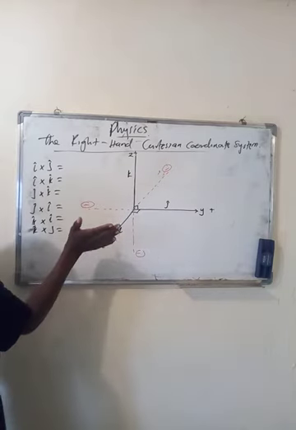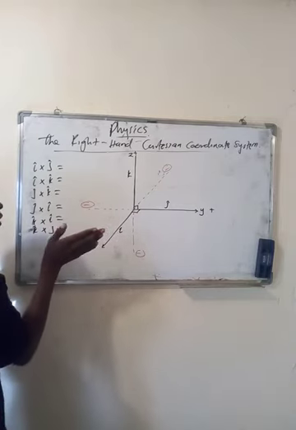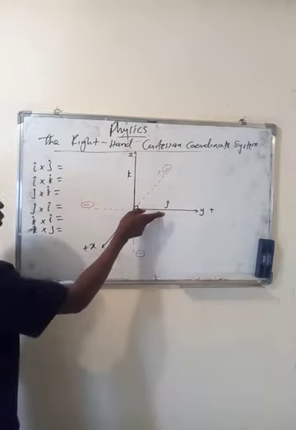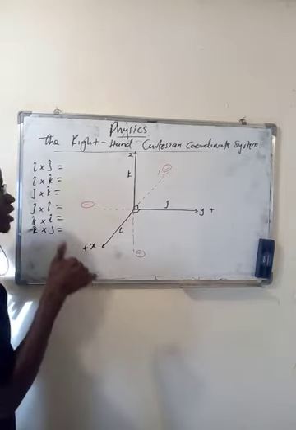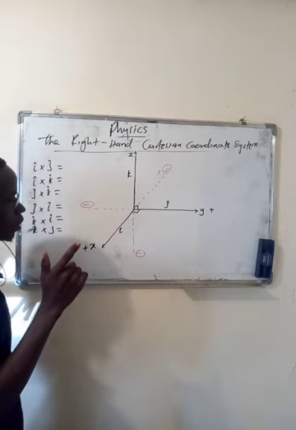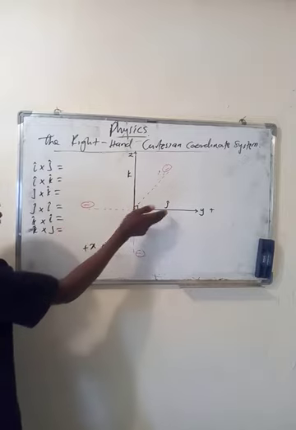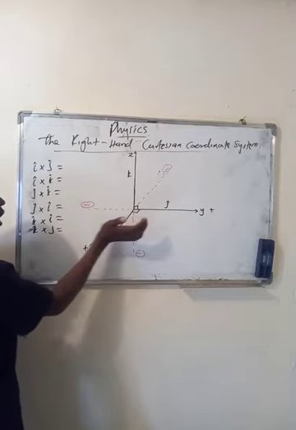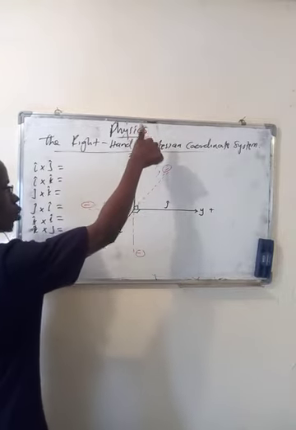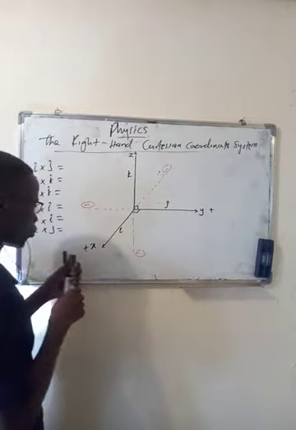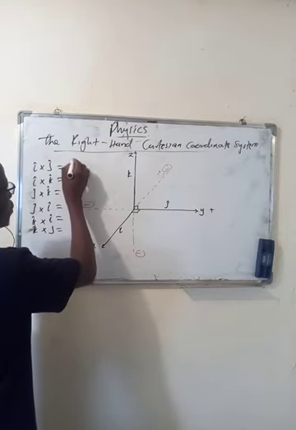I just use my right hand and curl my fingers from i to j. Then the thumb is going to point in the direction of the product. So here I'm starting from i, and then I'm going to j, like that. My thumb is going to point in the direction of the product, which in this case is going to be k.